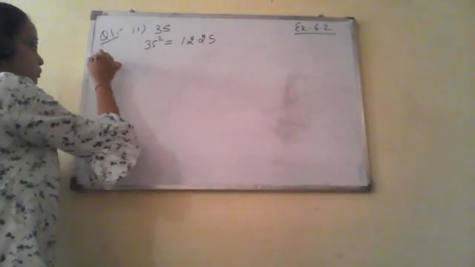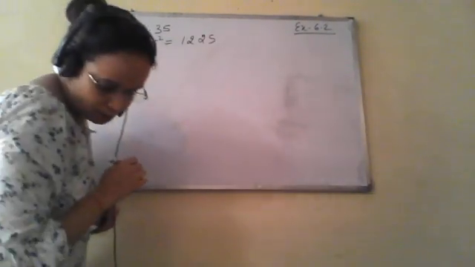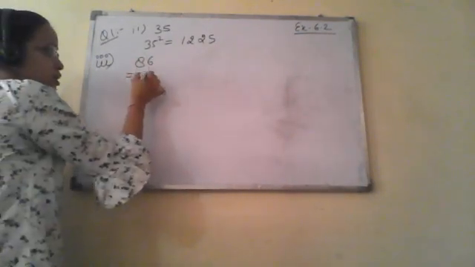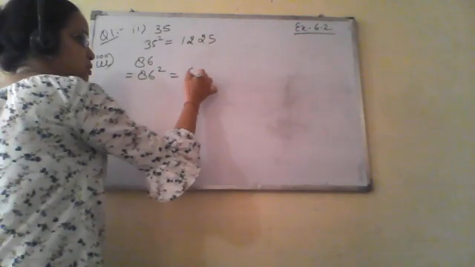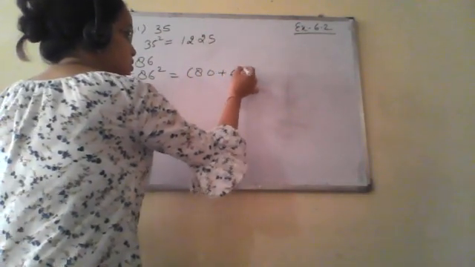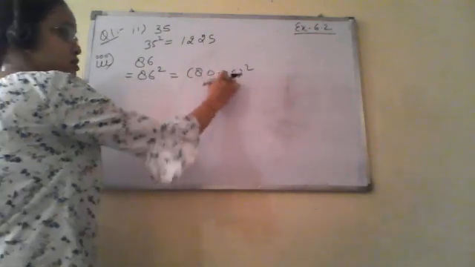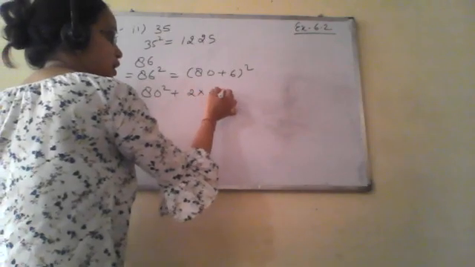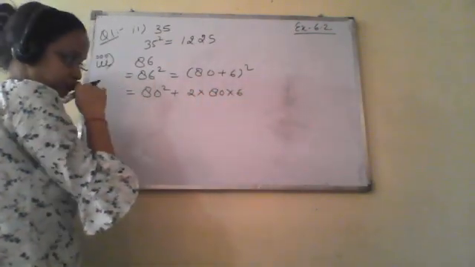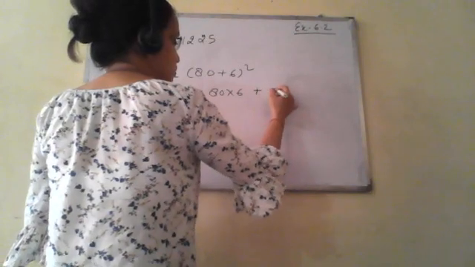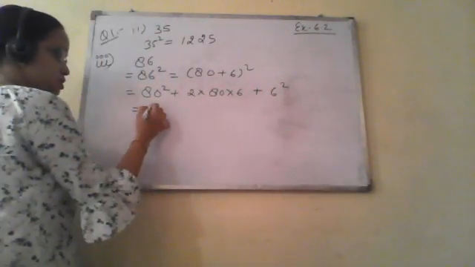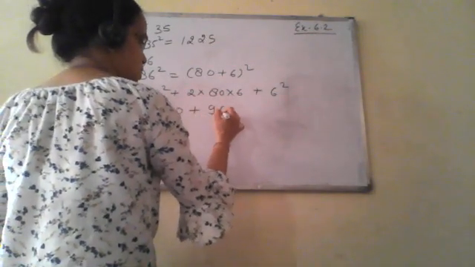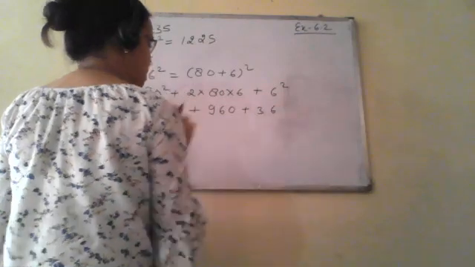Now the third part. The third part is 86. We have to find the square of 86. This is 86 square, and this 86 can be written as 80 plus 6. Clear? Now this is A, this is B. So we have A square plus 2A into B plus B square. So this is 6400, this is 960, and this is 36.